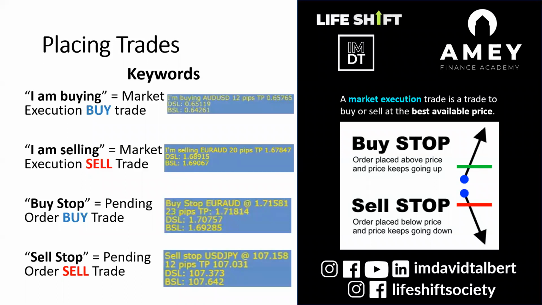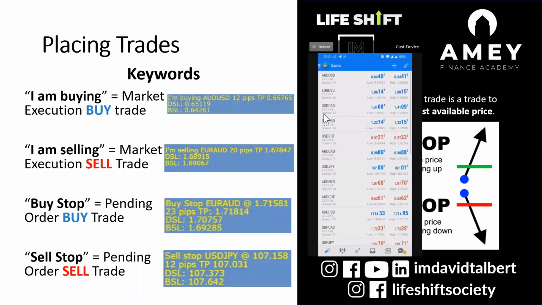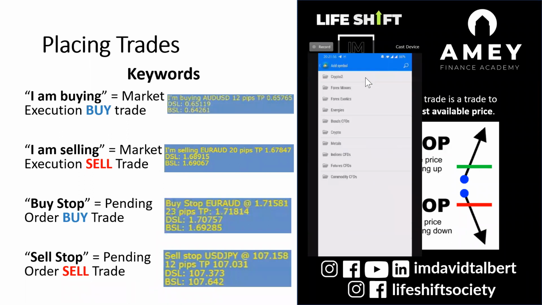So let me just quickly show you on the screen what I would do. Let me get my account up. There we go. So here's my phone. For example, it will say, I am buying AUD USD. So you need to go to the quotes screen, where you've got all your different quotes and currency pairs. If you can't find the currency pair he's specifying, you need to click on the plus symbol and find it from the list.